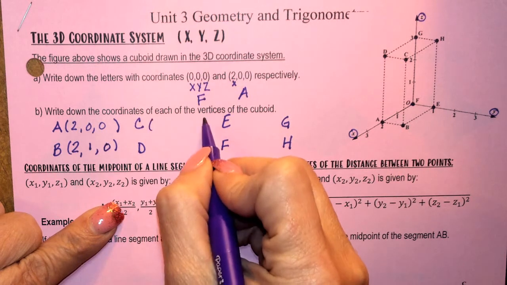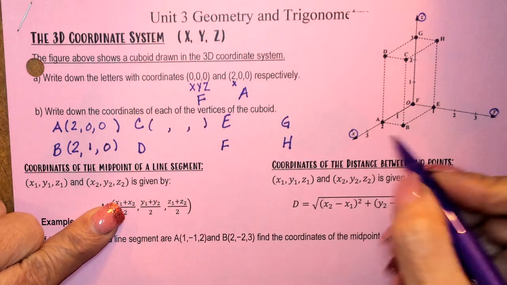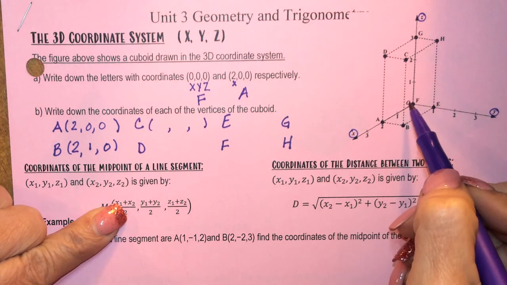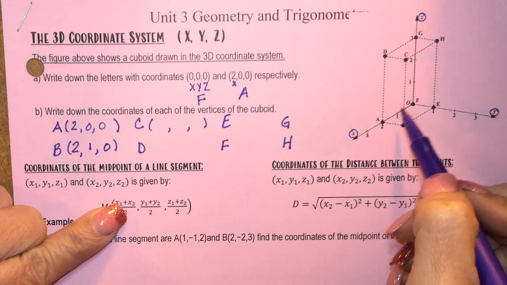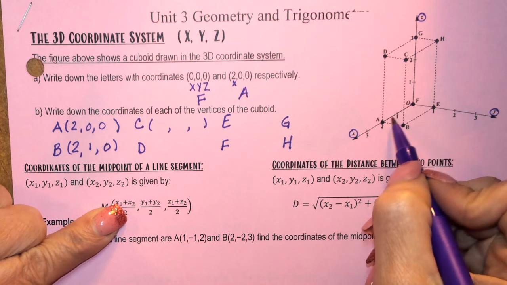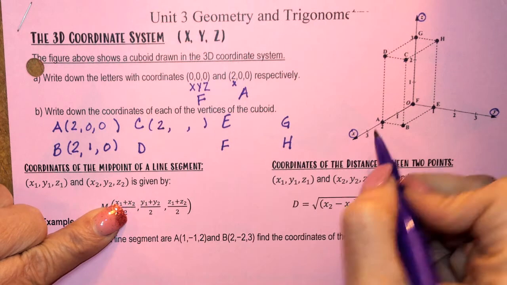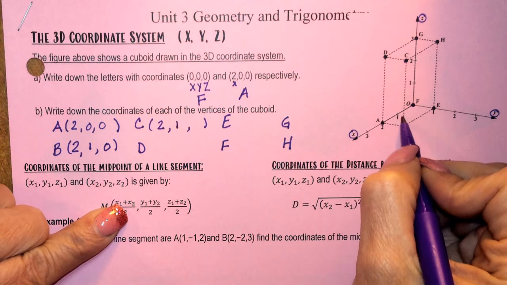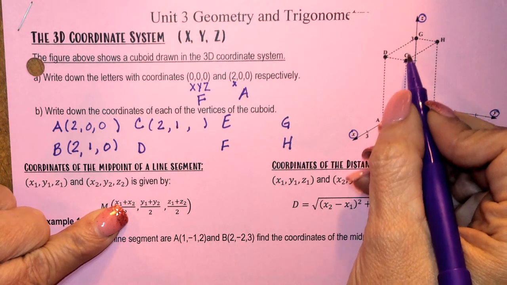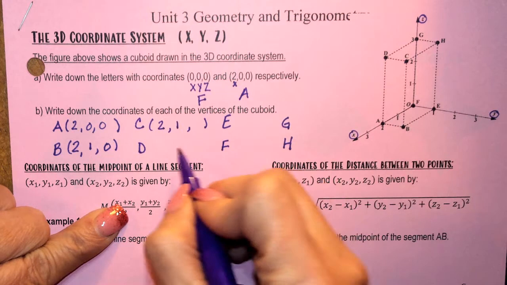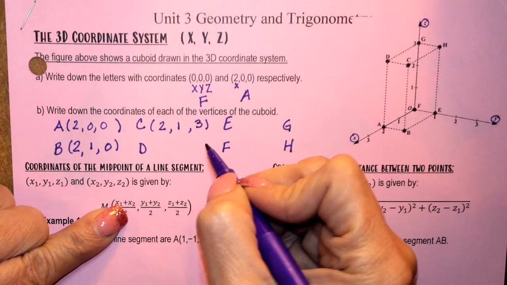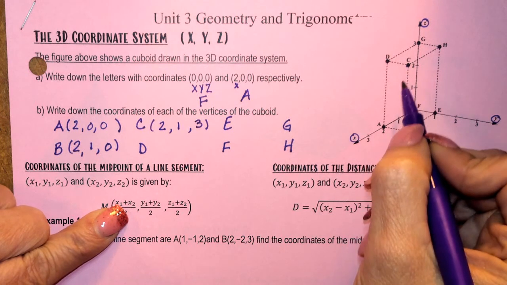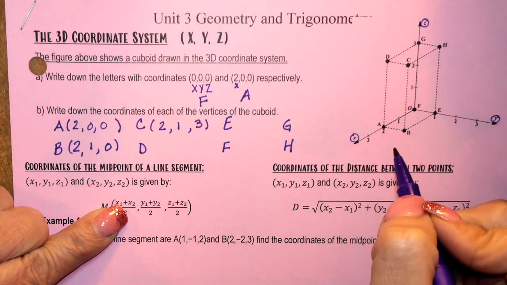All right, let's look at C. So C is up here. So we're definitely going to have a z. So on C, we're going to go up, let's see, how far are we going? We're going out 2 on the x. Then we're going to go over 1 on the y. And then we're going up to 3 on the z. We go over 2, 1, up to 3 to get to that coordinate.